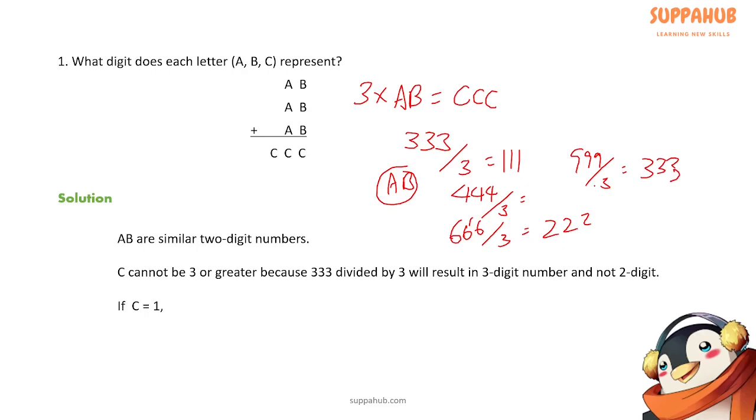So what can it be? So if C equals 1, right? So let's say you have 1, 1, 1, divided by 3, gives you 37. So A will be 3 and B will be 7. Is there another possibility? Let's try 2. So if C equals 2, 2, 2 divided by 3 gives you 74. So A will be 7 and B will be 4. So there are two possible answers, right? So you must give both answers in this case: A equals 3, B equals 7, and A equals 7 and B equals 4.